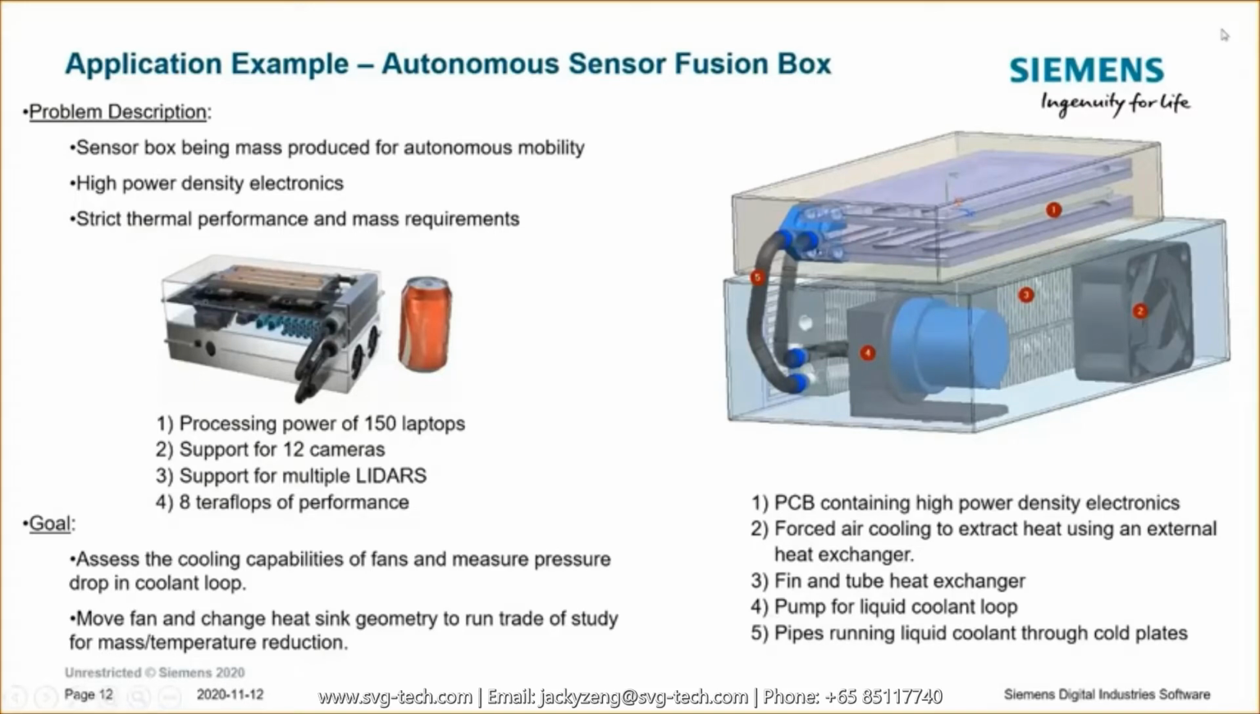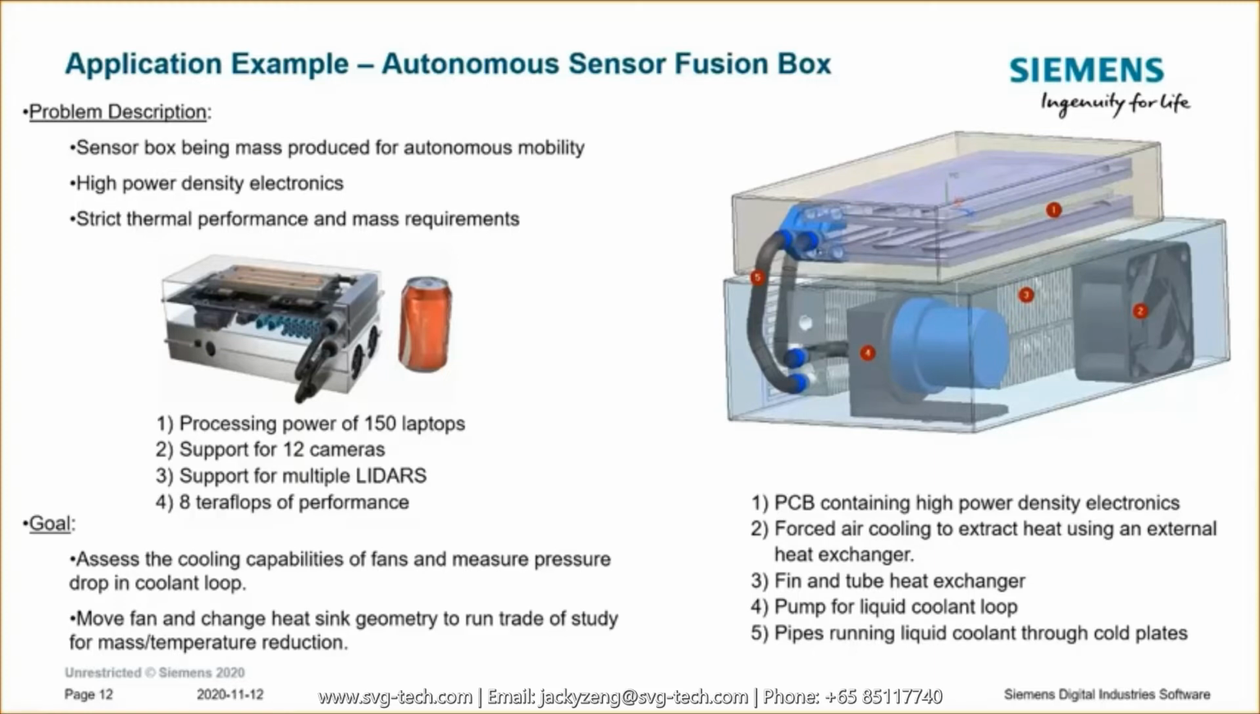So the geometry you see is, we came up with this in-house. It's supposed to represent an autonomous sensor fusion box. These are the kinds of boxes which are being used for autonomous mobility purposes. So they have high power density electronics, a lot of processors. They support multiple cameras, multiple LiDARs, etc.